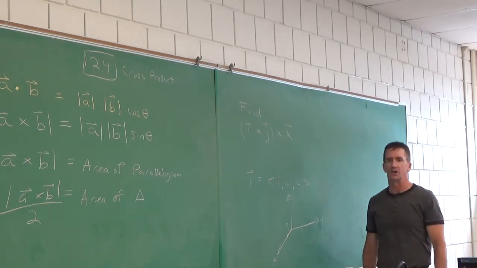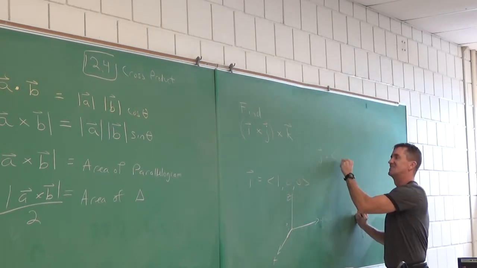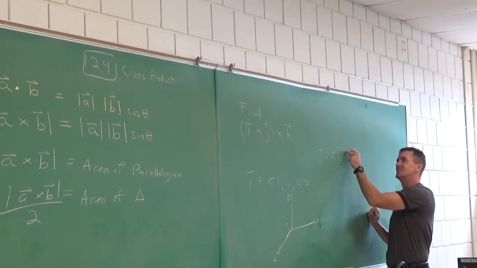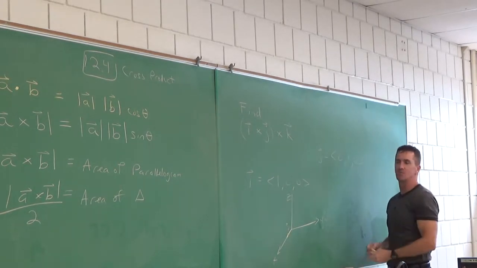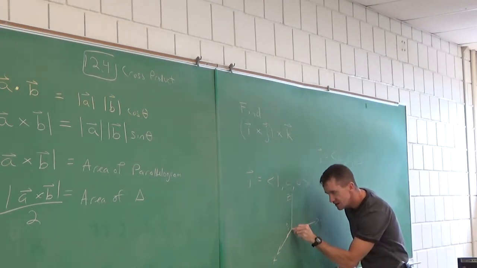Where's vector j, if you want to draw it? What's j? 0, 1, 0. Good. All right, very good. Now, if you want to draw a picture of it, where's vector j? On the y-axis, right? Yeah, I can go right there.